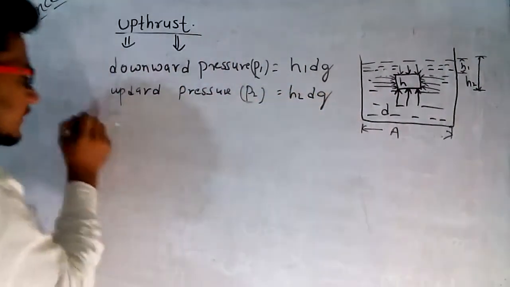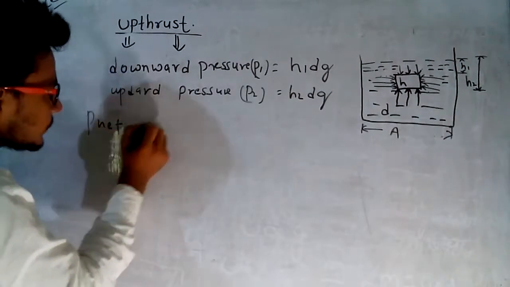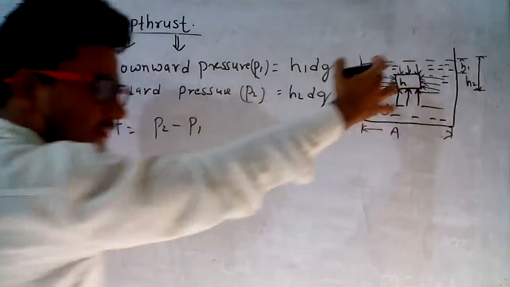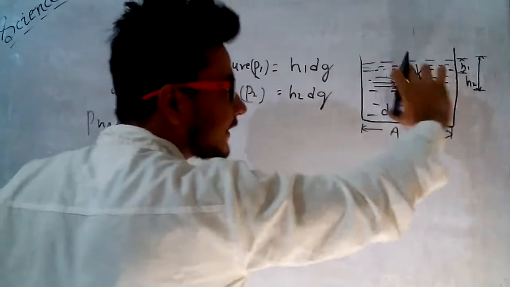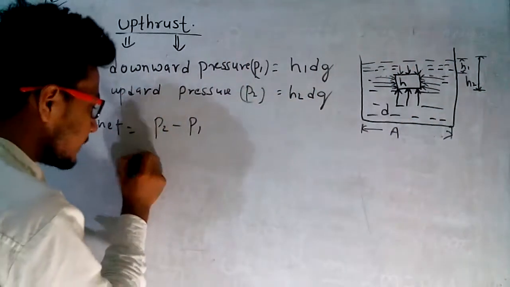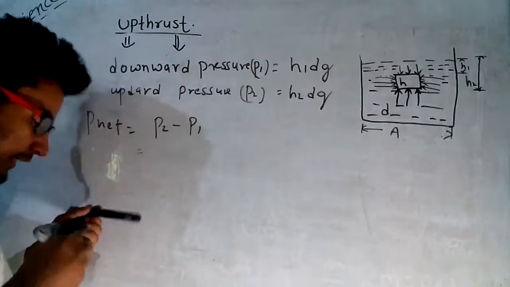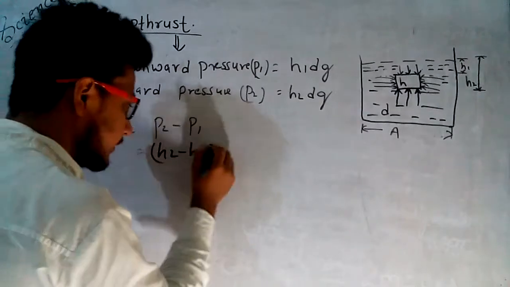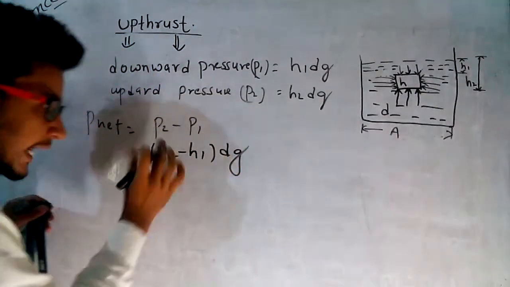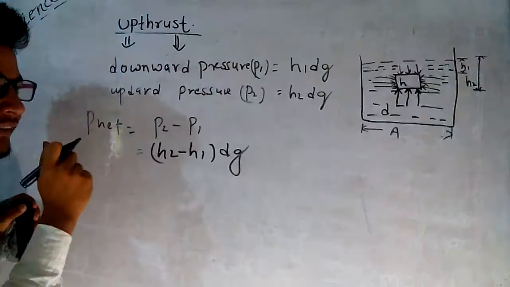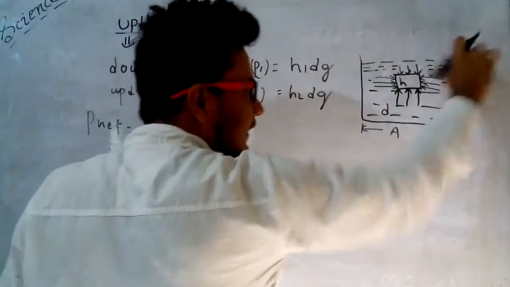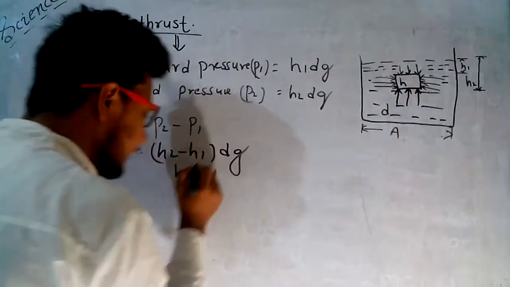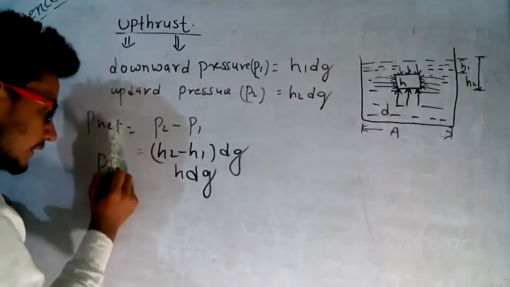So net pressure equals, what can I write? P net equals P2 minus P1, because they are in opposite directions and some of the pressure is cancelled out. So P2 minus P1, that is finally H2 minus H1 times dg. From this figure, H2 minus H1 means the height of the object. So P net equals H dg.